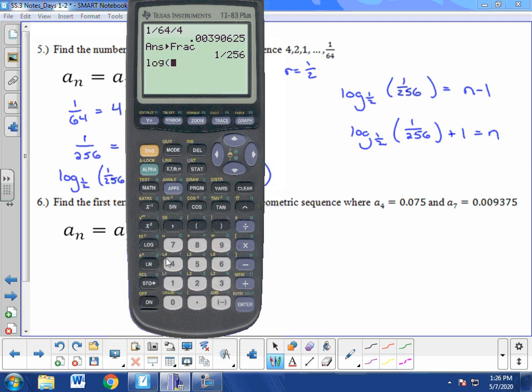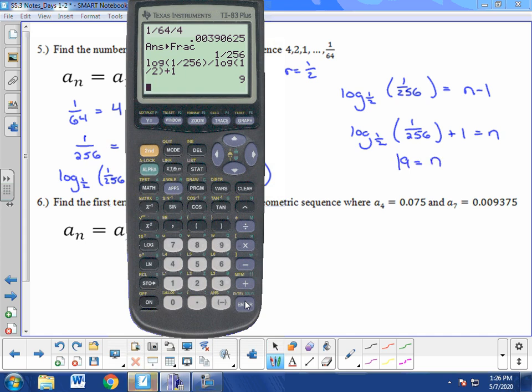remember we have the change of base. If you have the change of base button in your calculator, you can use that, the button that allows you to use a base other than 10. But if you don't, remember you can take log of the input, 1 over 256, divided by log of the base, 1 half. Now I have this expression right here. Don't forget to add 1 to this. And there we have the value for n.